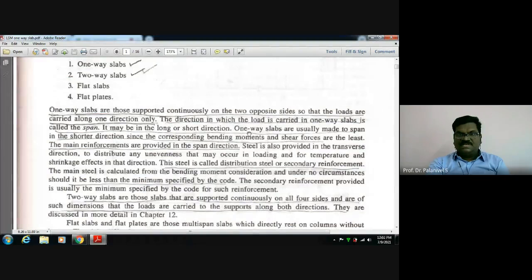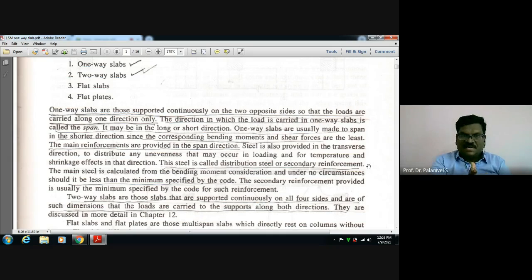Okay, please, again I will repeat. Steel is also provided in the transverse direction to distribute any unevenness that may occur in loading and for temperature and shrinkage effects in the direction. That is very important. This steel is called distribution steel or secondary steel. We have provided main steel in the shorter span direction. We are also providing a distribution or secondary steel in the transverse direction, that is in the long span direction.